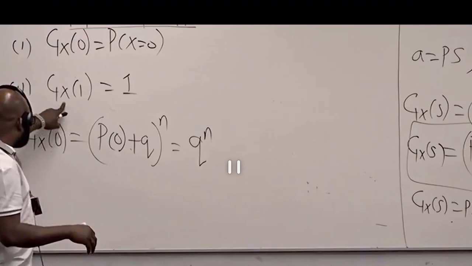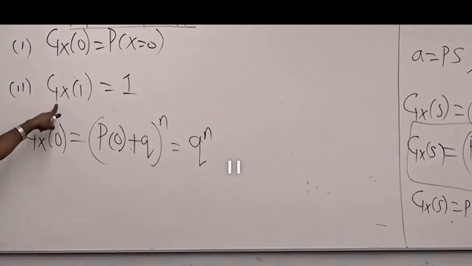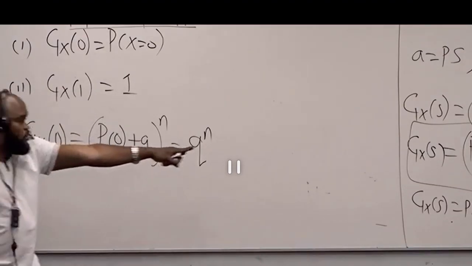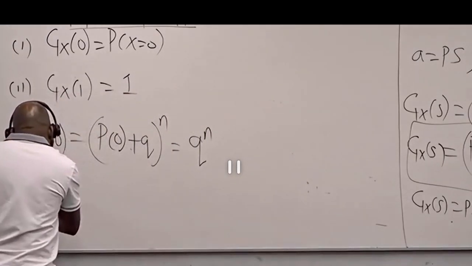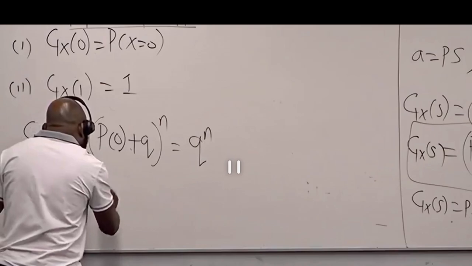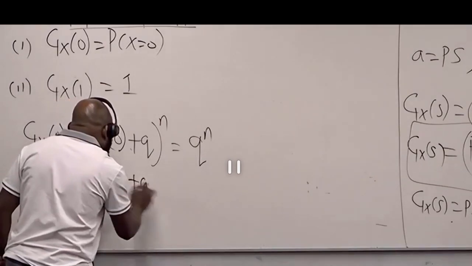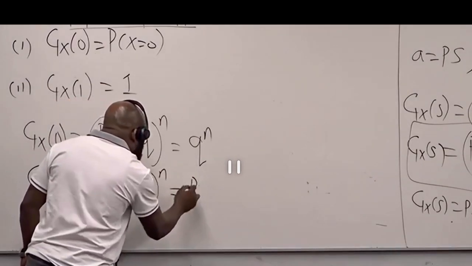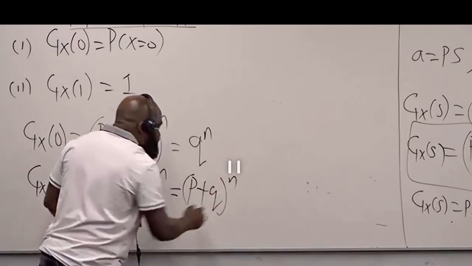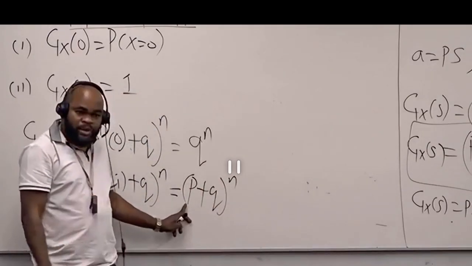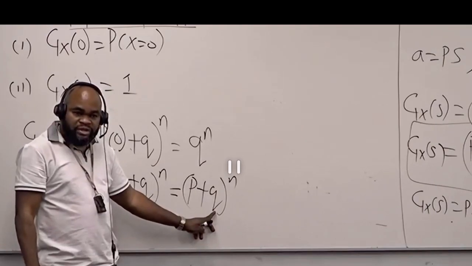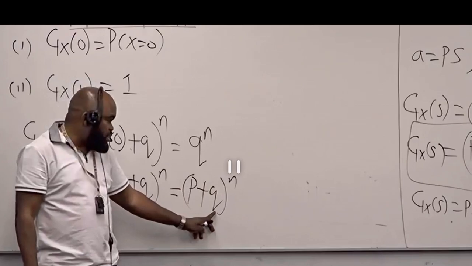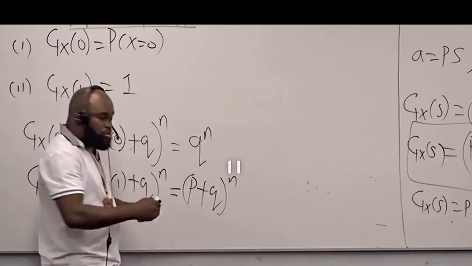But can we verify whether, when I plug in 1 into that, it's going to be 1? So G of 1 is (p times 1 plus q) raised to power n, which is going to be (p + q) raised to power n. Don't forget, p is the probability of success, and q is the probability of failure. Success and failure are mutually exclusive. They should be complementary to each other. So this should be 1. So 1 raised to power n.